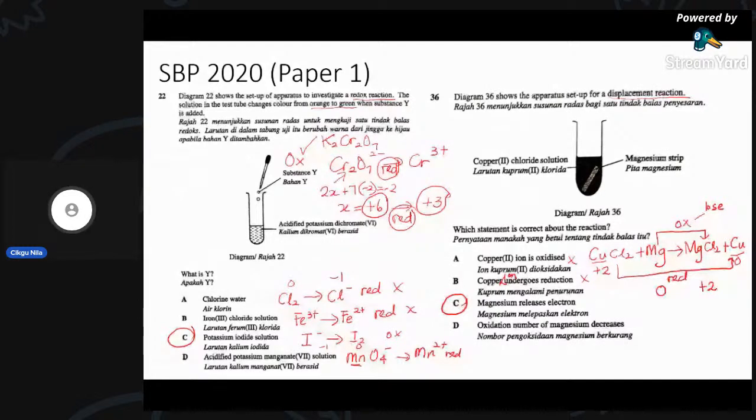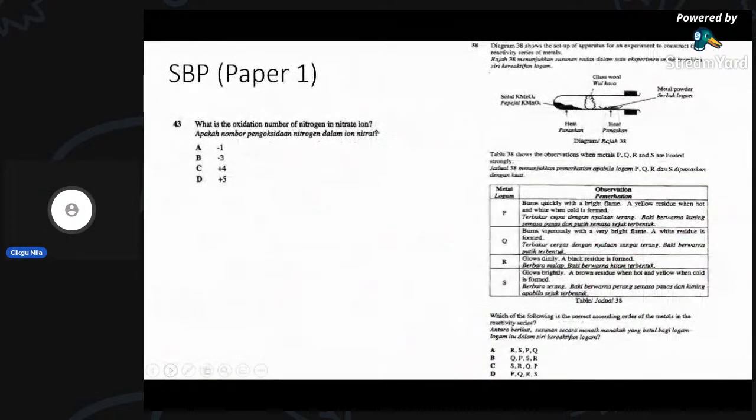Okay, look at question 43. What is the oxidation number of nitrogen in nitrate ion? You should know what nitrate ion is. Nitrate ion is NO3 minus. So you perform a simple calculation, assuming nitrogen is X, plus 3 times negative 2 equals negative 1. You solve this and you will get nitrogen is positive 5.